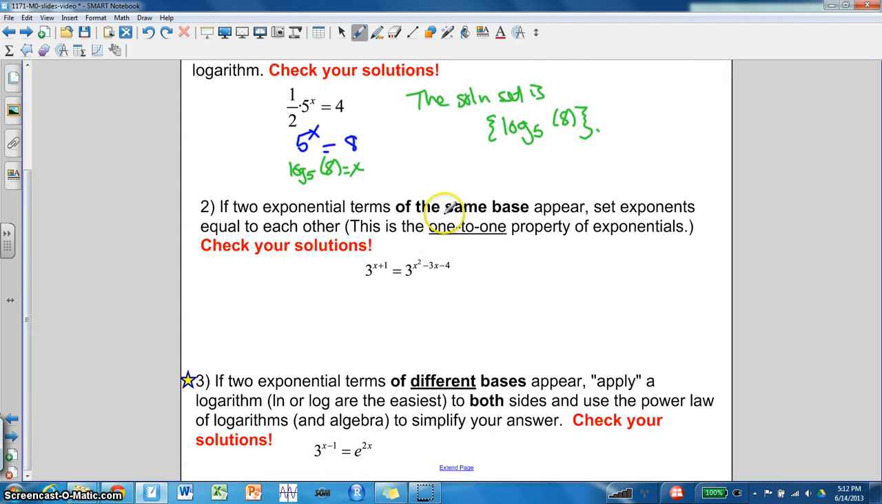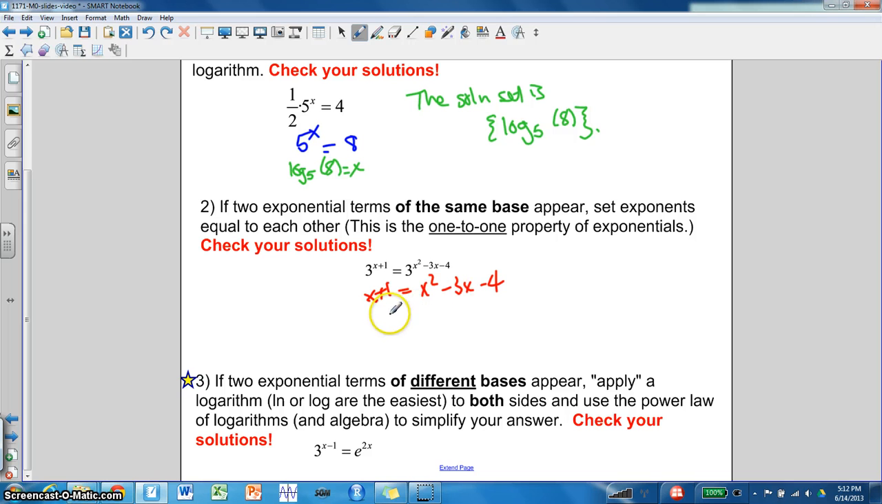Okay, now if we have two exponential terms of the same base appearing, this is really what we were doing towards the beginning when we introduced logarithmic functions right away. We want to set, if the bases are equal to each other, then the exponents have to be equal to each other. So that just means x plus 1 should equal x squared minus 3x minus 4. Okay, and now this is just a quadratic equation which we should be able to solve.